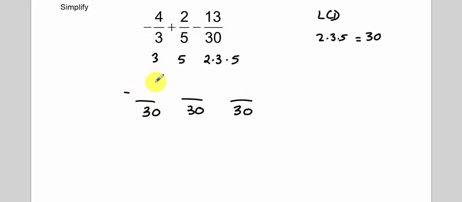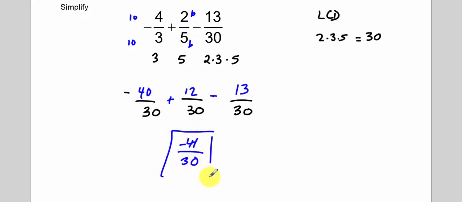To get from 3 to 30, I multiply by 10, both to the numerator and denominator, giving me a negative 40. To get from 5 to 30, I multiply by 6. So that's a 12. To get from 30 to 30, just multiplying by 1. And so now I'm going to add up once again, and I get negative 40 plus 12 minus 13 gives me a negative 41 over 30. Done.